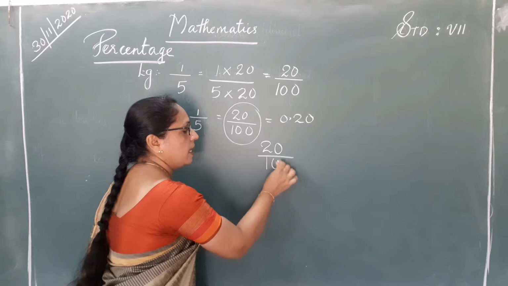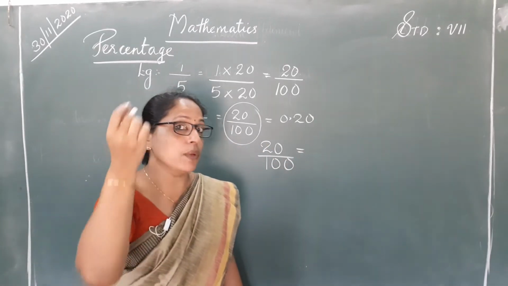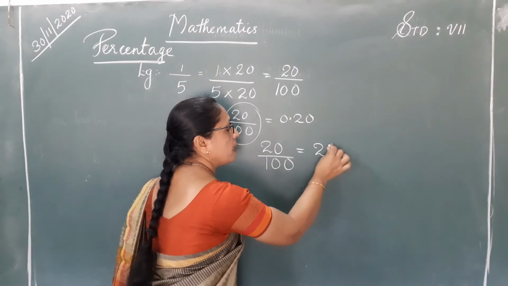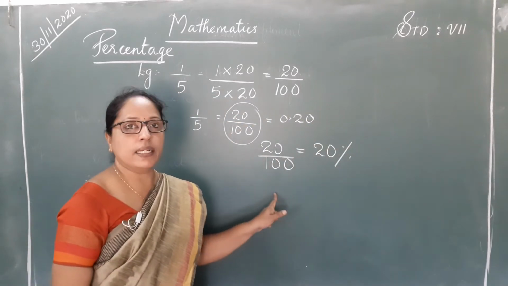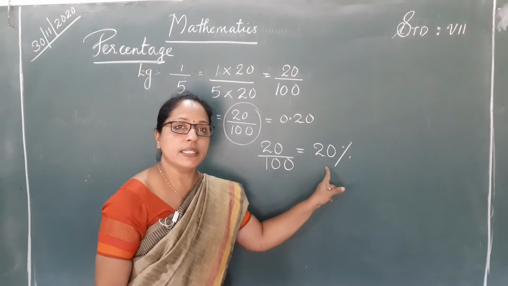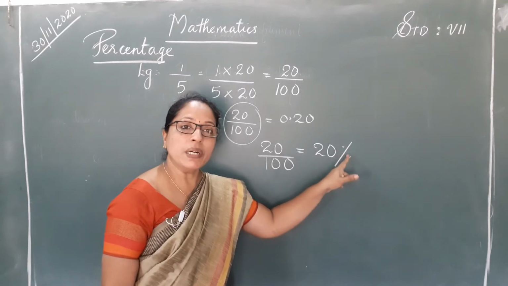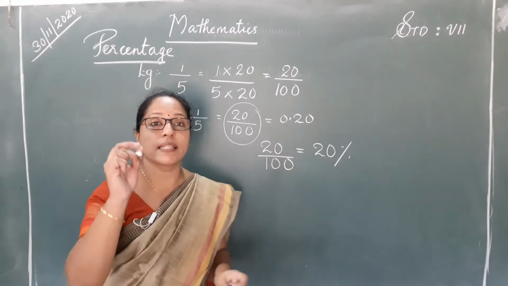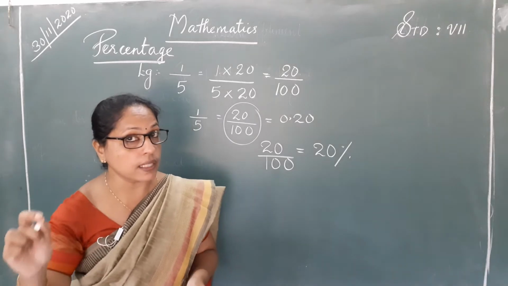It can be written as, there is a symbol for percentage like we had for ratio. So 20 by 100 can be written as 20 percentage. So 20 by 100 is equal to 20 percentage. This is the symbol for percentage. So percentage means per 100, out of 100. That's the meaning of percentage.